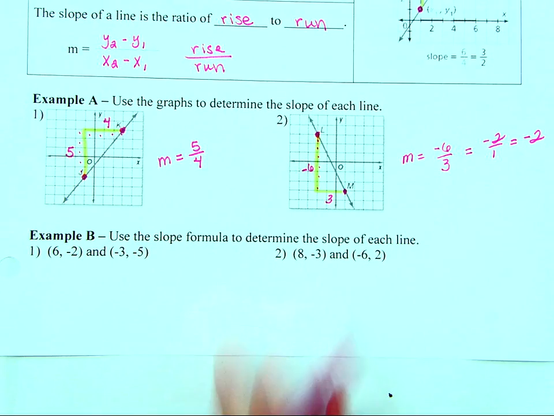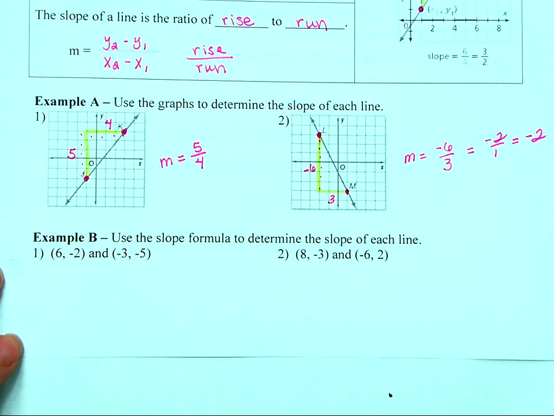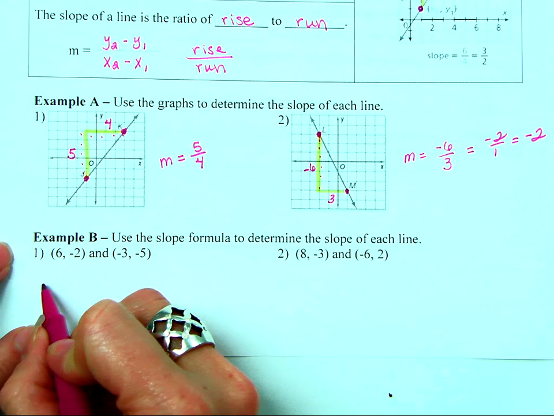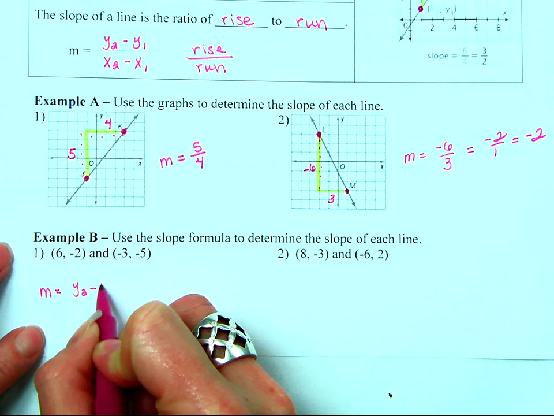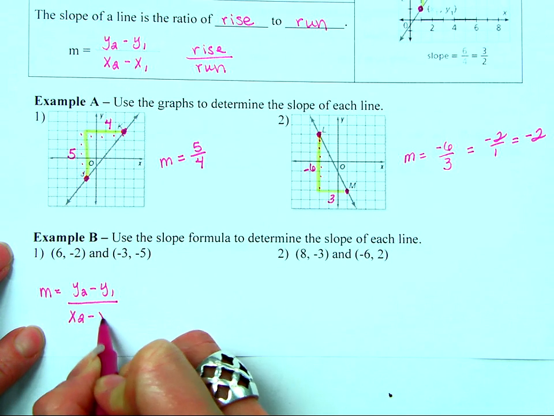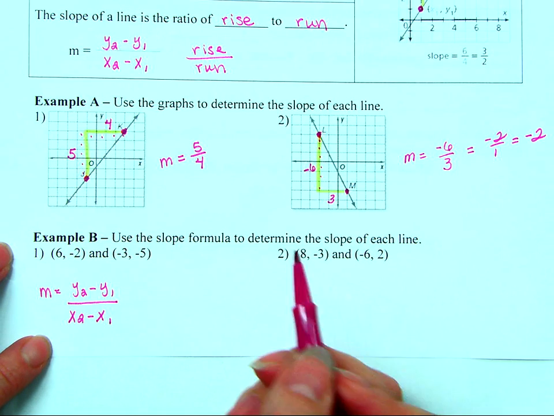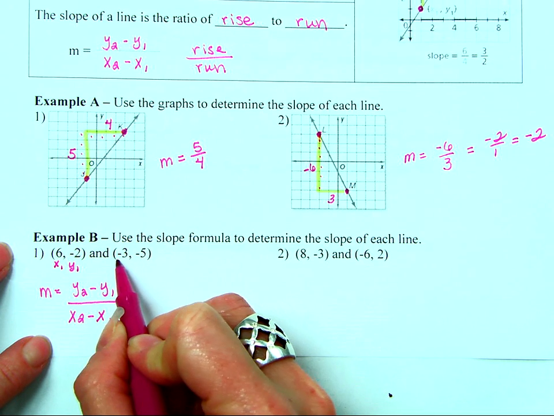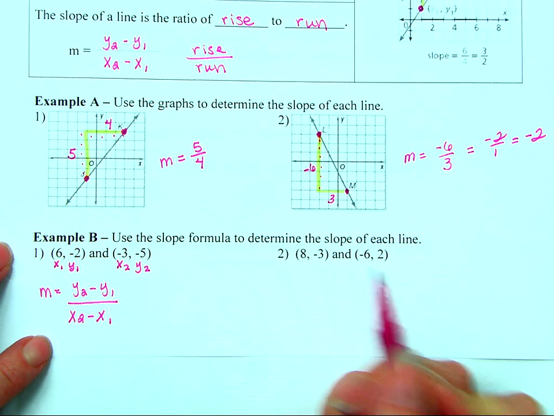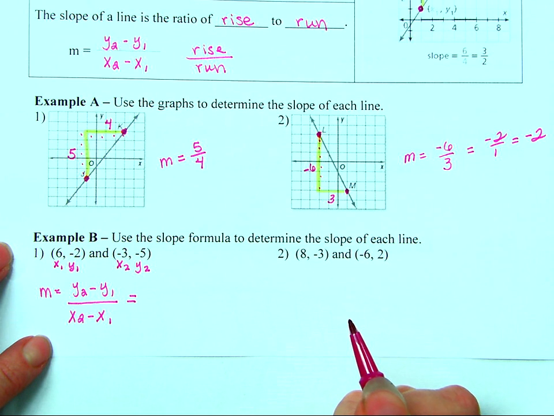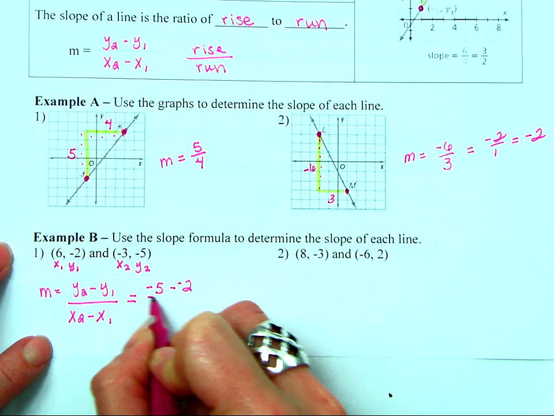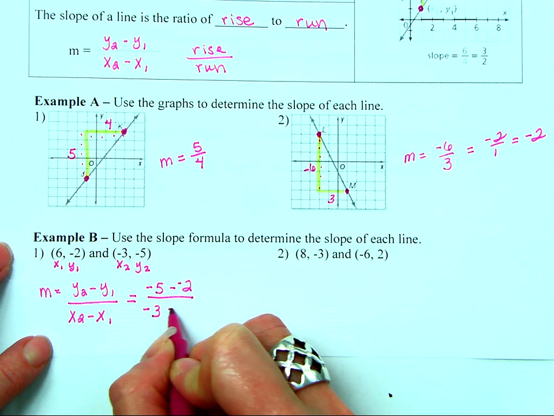In example B, I do not have my graph. I simply have the coordinates of my 2 points, and so I'm going to solve it algebraically by using the formula above. And so we're going to look at taking y2 minus y1 over x2 minus x1. We know from earlier in the year that typically our first point we denote as x1, y1, our second point as x2, y2. So if I were to substitute in my numbers, I am going to be taking negative 5 minus negative 2 over negative 3 minus 6.